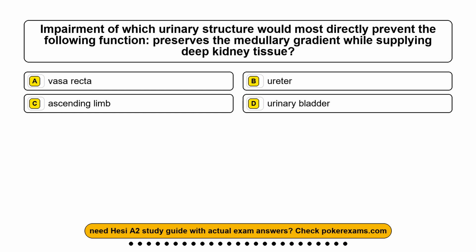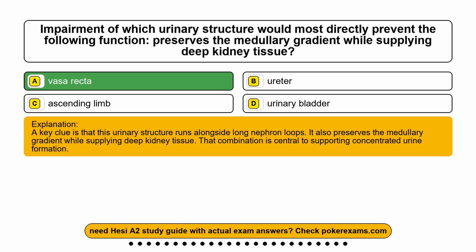Question 6. Impairment of which urinary structure would most directly prevent the following function? Preserves the medullary gradient while supplying deep kidney tissue. Option A, vasa recta. Option B, ureter. Option C, the ascending limb. Option D, urinary bladder. The correct answer is option A, vasa recta.